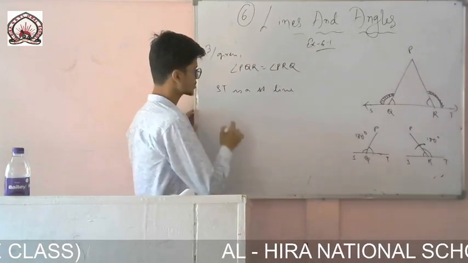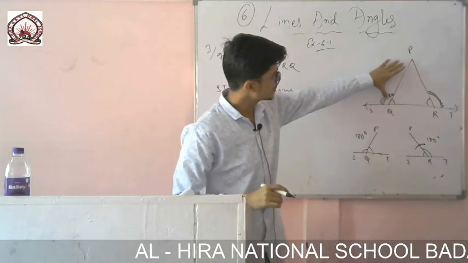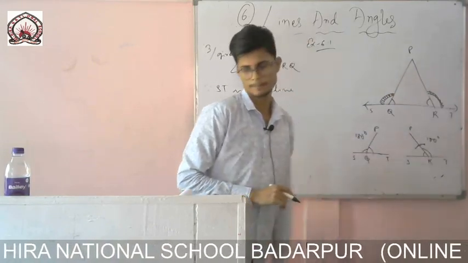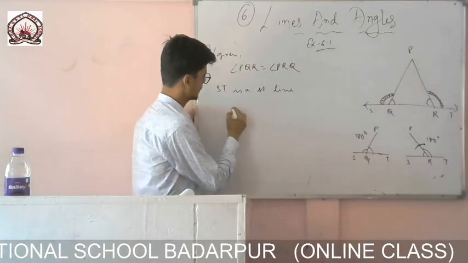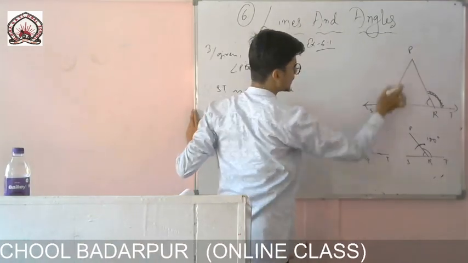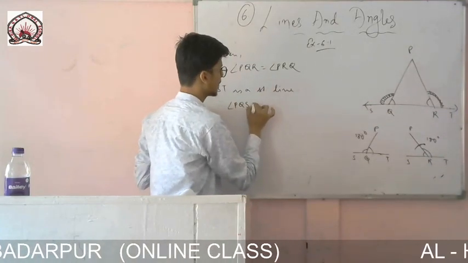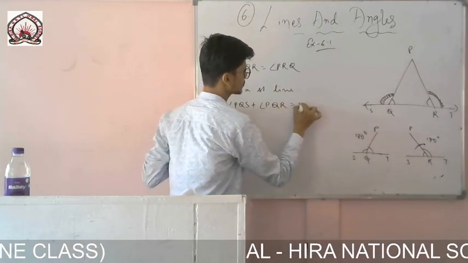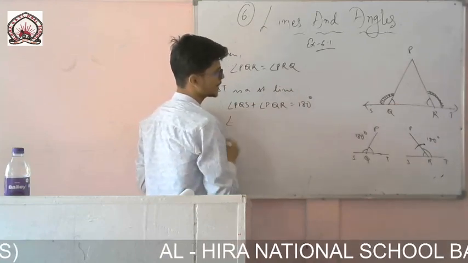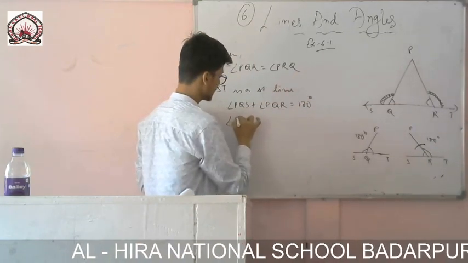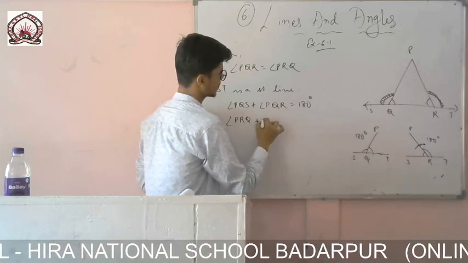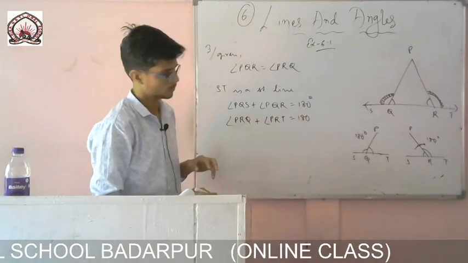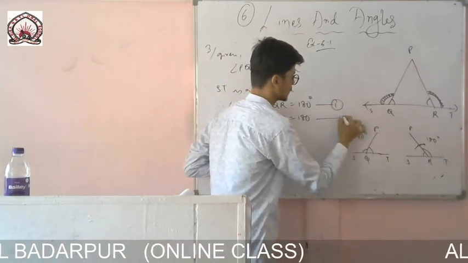Okay, so if this is a straight line, then one time I will take this line, this angle and this angle will be a linear pair. Another time this one and that one. So angle PQS plus angle PQR is equal to 180 degrees. Another one, it will be PRQ plus angle PRT is equal to 180 degrees. So let me give equation 1, equation 2.